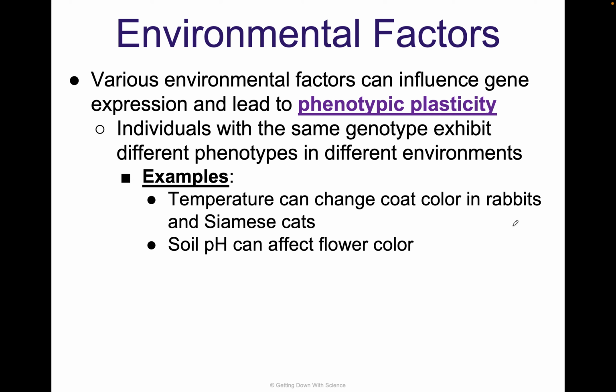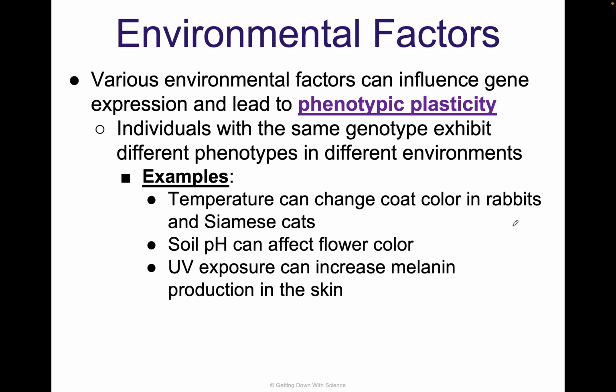Soil pH can affect flower color. If you have a more or less acidic environment, it could affect the flower color. UV exposure can increase melanin production in the skin, right? Folks who are lighter in skin tone, when they go outside in the sun, get a tan. They get a little bit darker. This is phenotypic plasticity. Even though we have the same genotype, nothing's changing there, the environment changes, therefore our phenotype changes.